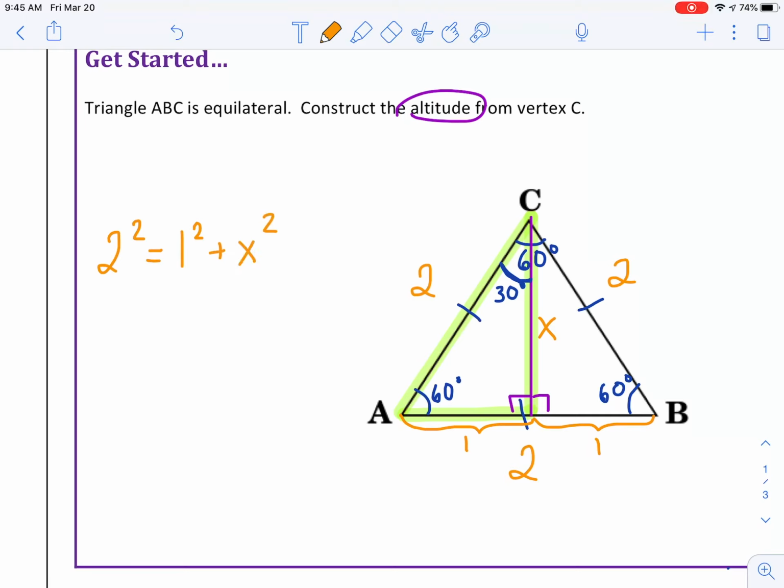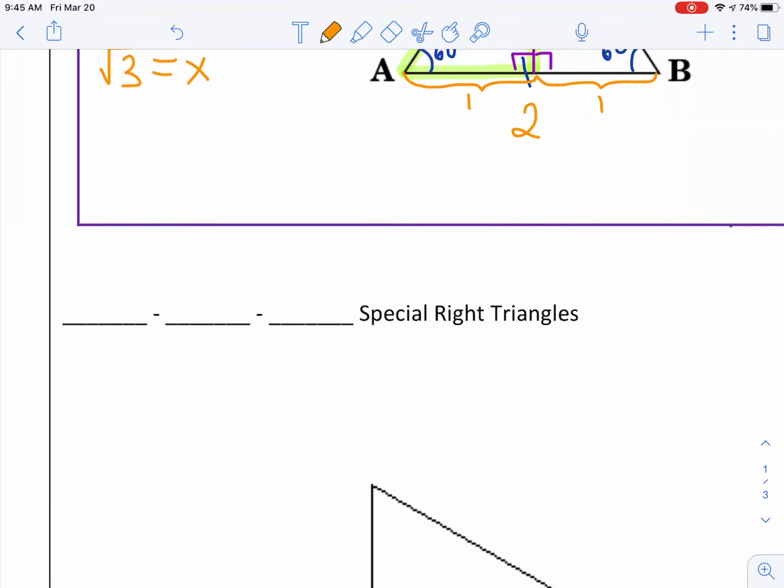If I solve this, I subtract the 1 from both sides, I end up with 3 equals x squared. X equals the square root of 3. So that means that the altitude here is the square root of 3. Okay? So that means just in this case, the side lengths are 2, 1, and radical 3. But for any 30, 60, 90 right triangle, the sides will be in that ratio.